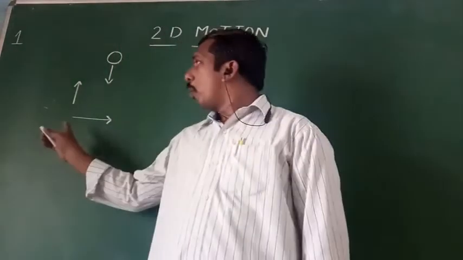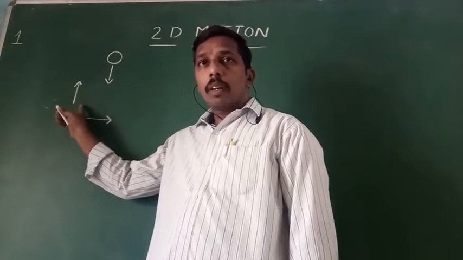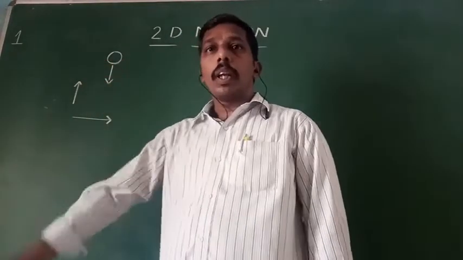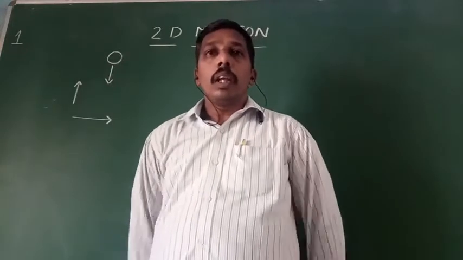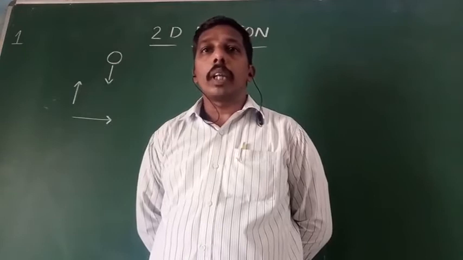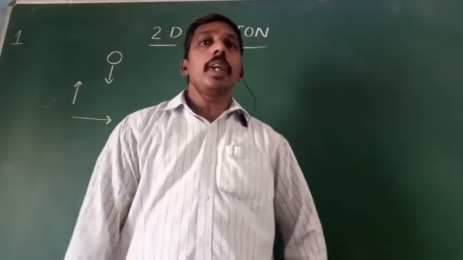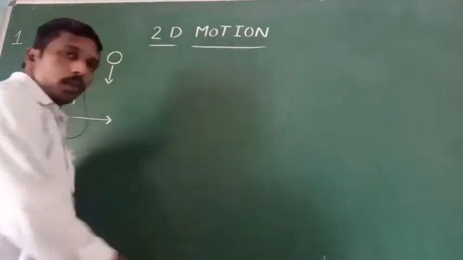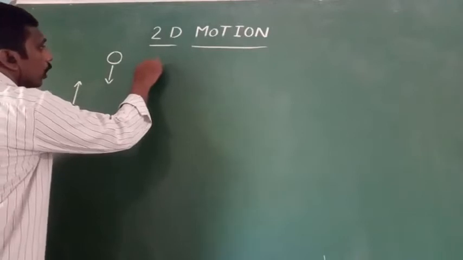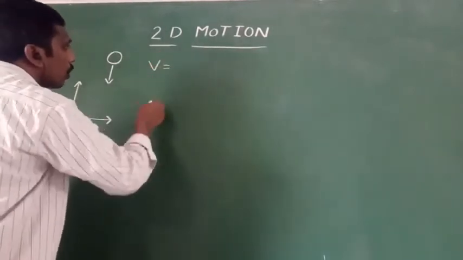In this, the body travels along the horizontal direction. Here the body travels along the vertical upward direction. Here the body travels along the vertically downward direction. In this motion, the body travels in only one direction. In one-direction motion, we will discuss some equations also. In one-direction motion, we know the equations of motion.